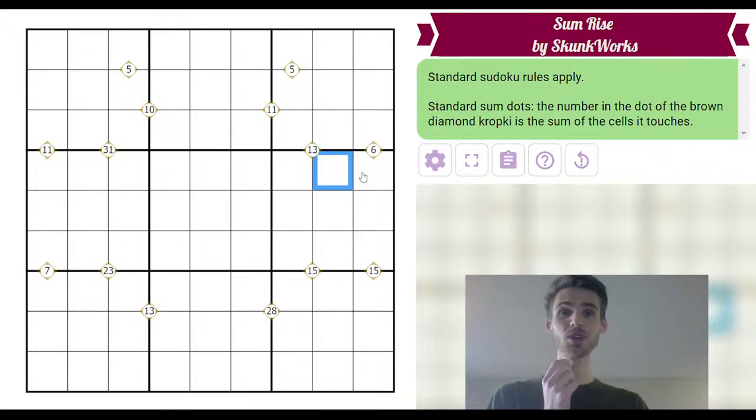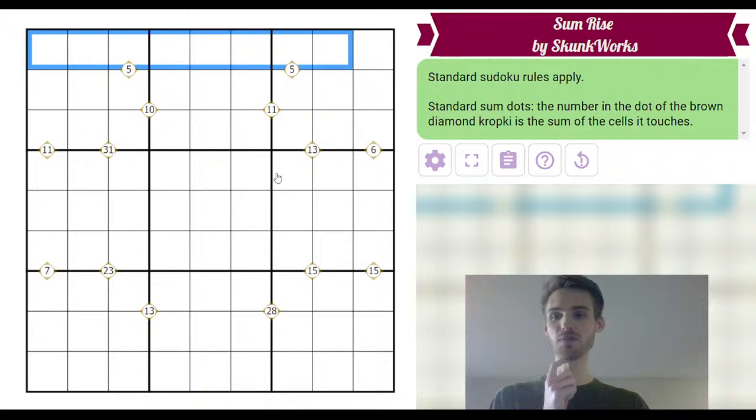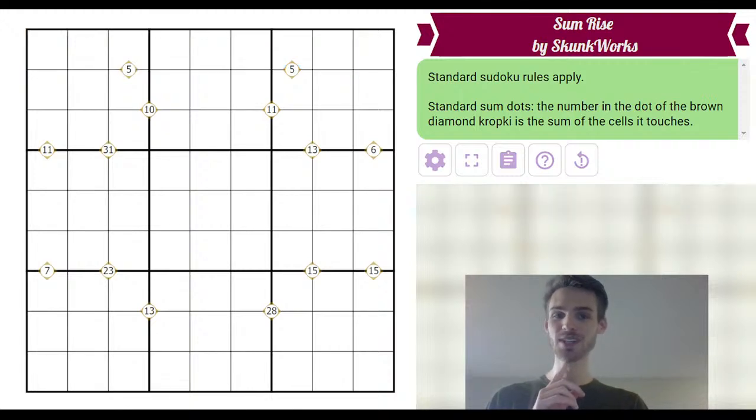the rules are pretty simple. There's standard Sudoku rules, so 1 to 9 in each row, column, and box, and standard sum dots rules, though I've never done a sum dots puzzle. The number in the dot of the brown diamond, crop key, I don't know why it says crop key, but is that just the word for a circle now? Is the sum of the cells it touches.